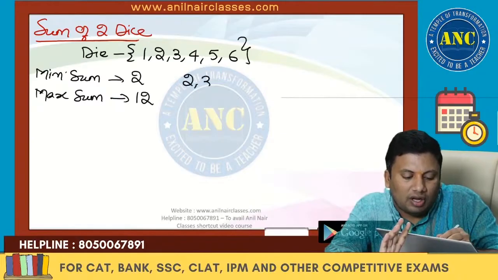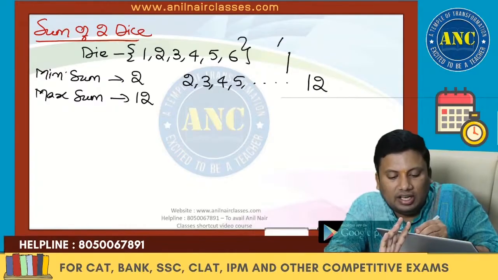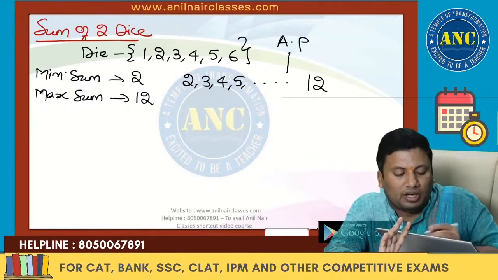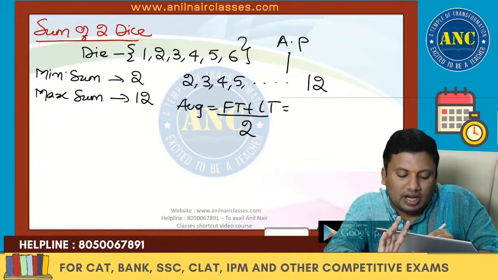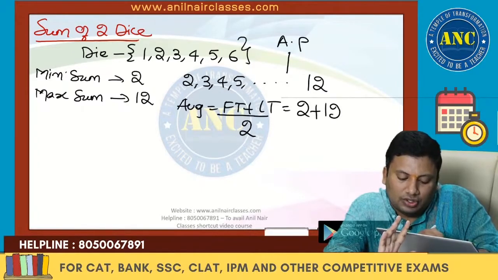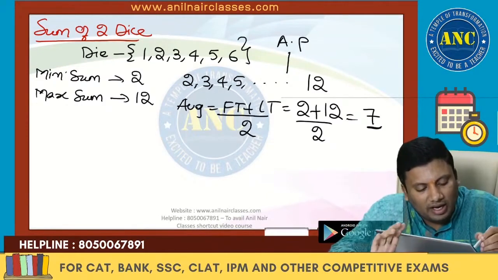So I will get all the values from 2, 3, 4, 5, 6 and so on up to 12. The series is in arithmetic progression. What is the average in arithmetic progression? First term plus last term divided by 2. 2 plus 12 divided by 2, 14 by 2, which is nothing but 7. Average is 7. Why am I writing this?